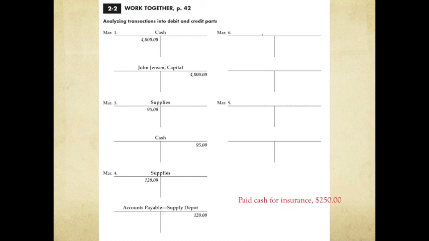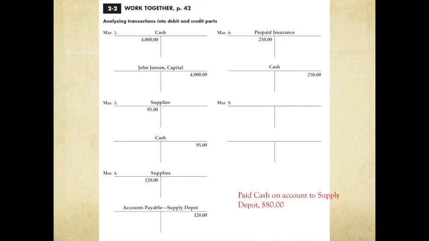Next transaction, paid cash for insurance. The two accounts affected, prepaid insurance and our cash. So we will list those two accounts. They are both assets with normal debit balances. Our prepaid insurance, we bought some more insurance, so that's going to go up. We will debit our prepaid insurance. Since we paid cash, cash is going down, so we will credit our cash.